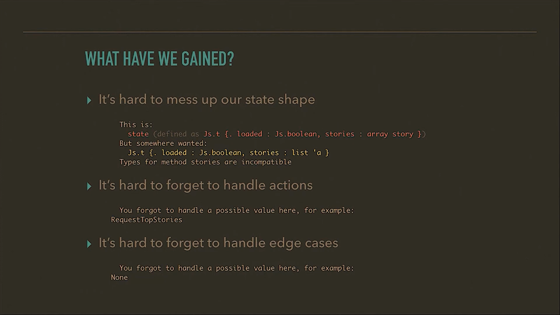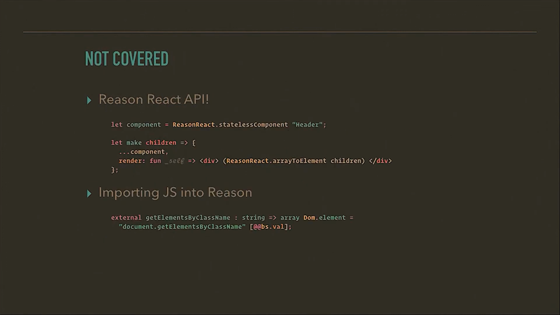So these three things are almost the most important functionality of a reducer, right? Don't mess up your state, handle all of the actions that you need to handle, and handle your edge cases. And now these are all checked by the compiler before the code will even build and before your unit tests are even going to run. So we've actually gained quite a bit here.